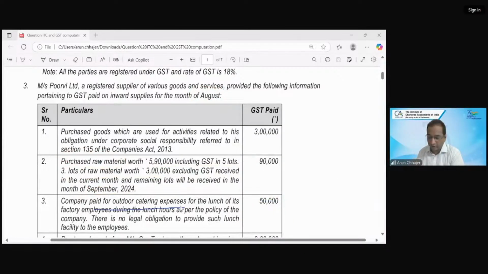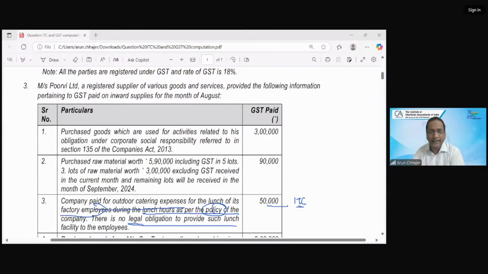Company paid for outdoor catering expenditure for the lunch of its factory employees during the lunch hours as per the policy of the company. Okay, this is company policy. Please remember, it is no legal obligation to provide the lunch, but it is provided as per the company policy. ITC would be available or not? No ITC. Still no ITC, even if it is a company policy.